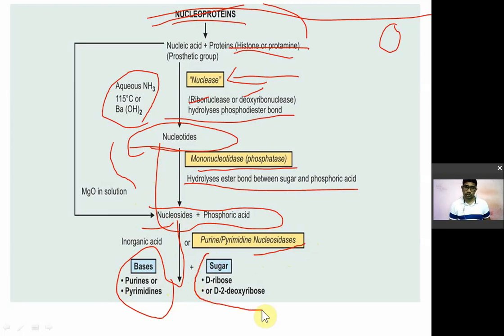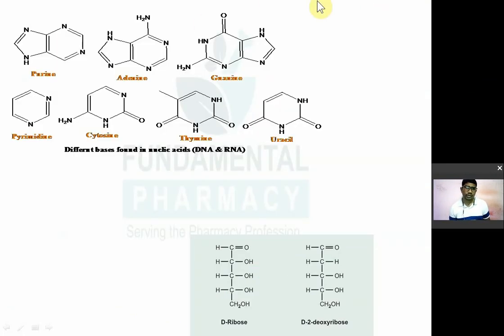And sugar कौन से होते हैं? D-ribose or D2-deoxyribose. So depending on nucleoprotein, nucleoprotein में अगर DNA है तो क्या मिलेगा आपको? यहाँ पे purines, pyrimidines प्लस यहाँ पे deoxyribose शुगर मिलेगा. अगर आपके nucleoprotein में सिर्फ RNA है तो यहाँ पे क्या मिलेगा आपको? Ribose शुगर मिलेगा. So these are nothing but the purine and pyrimidine bases.